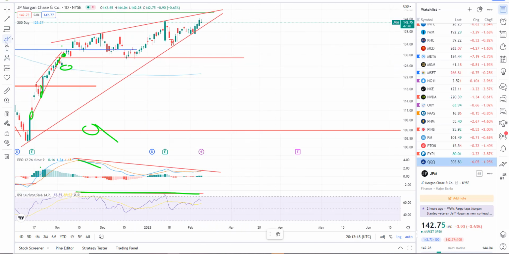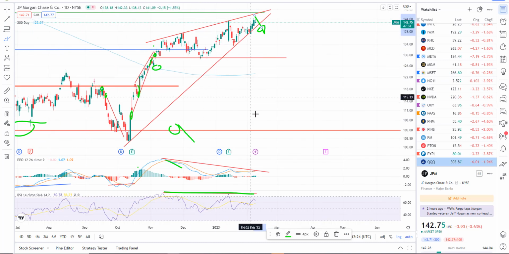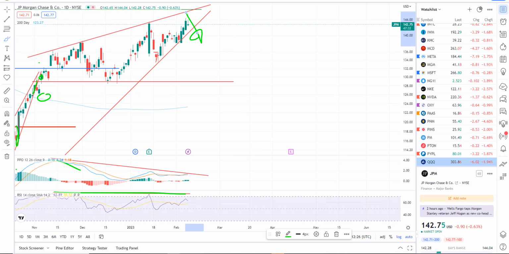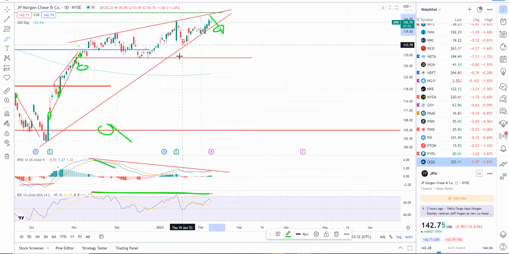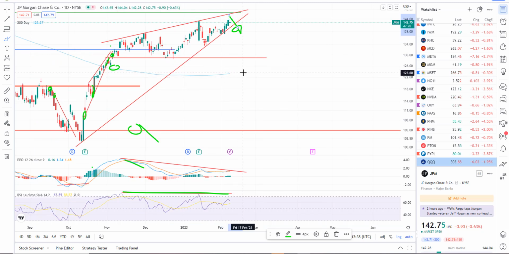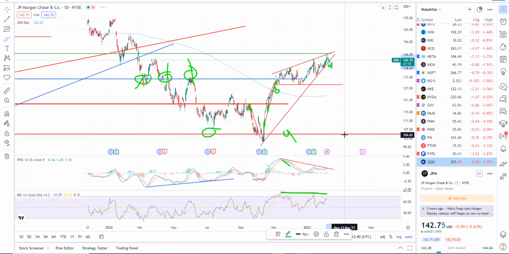Again, if you haven't shorted it, maybe it makes sense to wait for the sell signal, which comes on a break of this trend line. But it does look like it's going to happen any day. And then I think we've got some support down here at 128. It's about 129, 128.80. We've got the 200-day moving average.